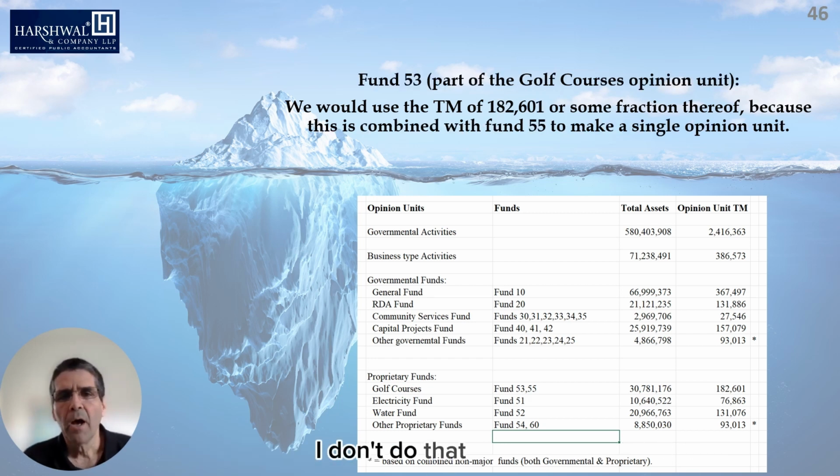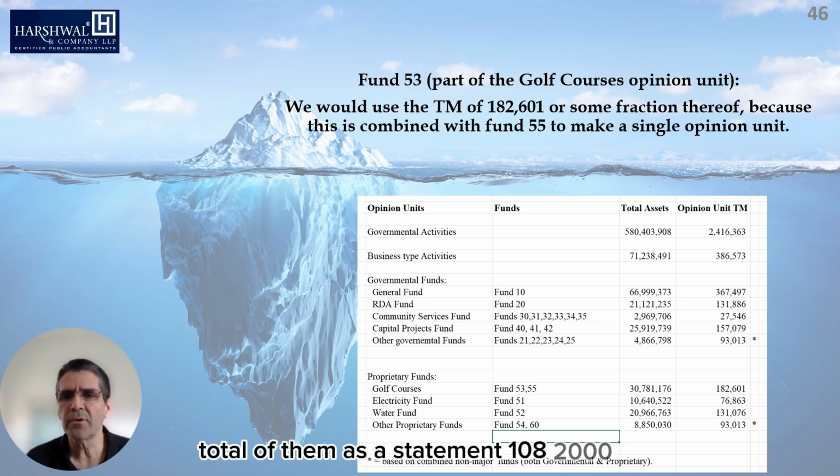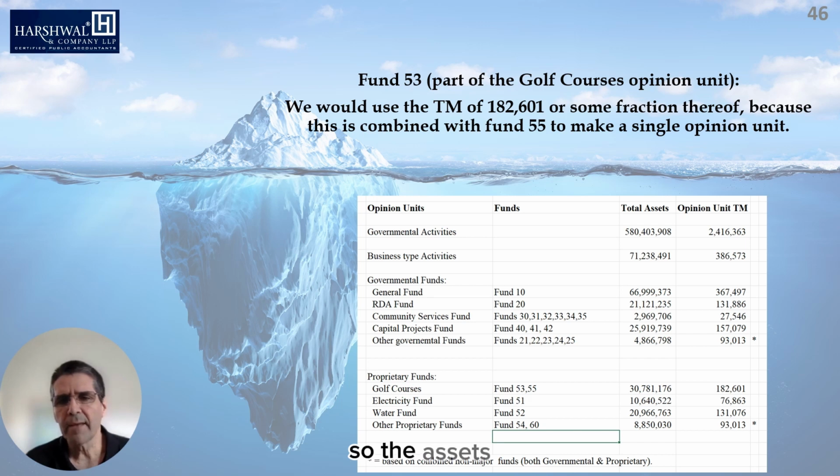Okay, Fund 53, part of the golf course opinion unit. We would use the tolerable misstatement of 182,000 or some fraction there because this is combined with Fund 55 to make a single opinion unit. So the assets of the two, 53 and 55, are combined to make the $30 million total assets. That number is used to, or the revenues, but in this case, we're just assuming it's the fixed assets. That number would be used to come up with the opinion unit tolerable misstatement. And so that's what you would use.